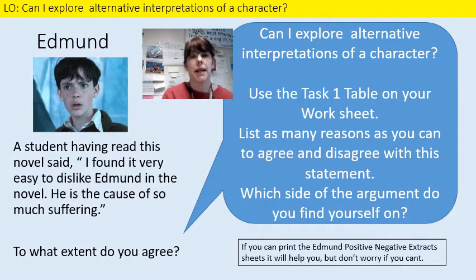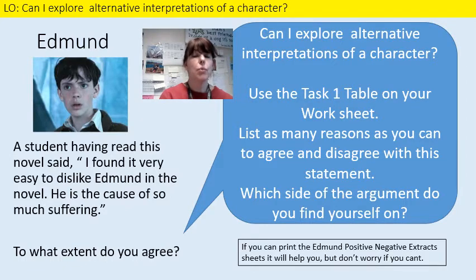And we've got a question here. Now, just looking ahead a little bit, this is the way one of the questions on the GCSE language paper is phrased, and it's inviting you to create an argument. So it's really good practice to start thinking about how you can look at two sides of an argument early on, so you're really confident when you come to GCSE. So here's the question. A student, having read this novel, said, "I found it very easy to dislike Edmund in the novel. He's the cause of so much suffering. To what extent do you agree?" And we're going to agree and disagree with the statement. We're going to look at two sides of the argument.